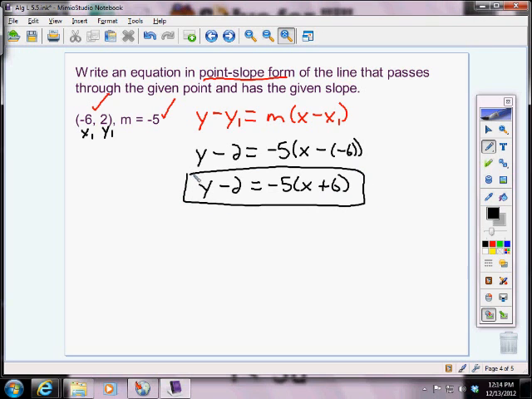Again, point-slope form is really helpful when we quickly want to come up with a linear equation. We're not having to solve for our y-intercept or anything, but we can put our slope and a point into the equation and have that in case we needed to use this to figure out any other values.